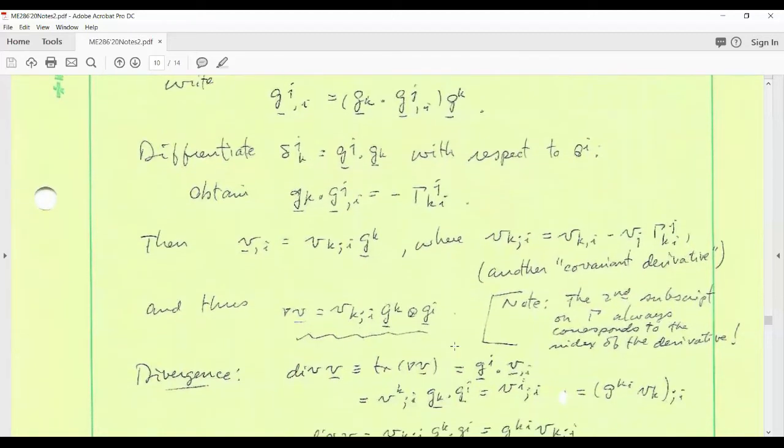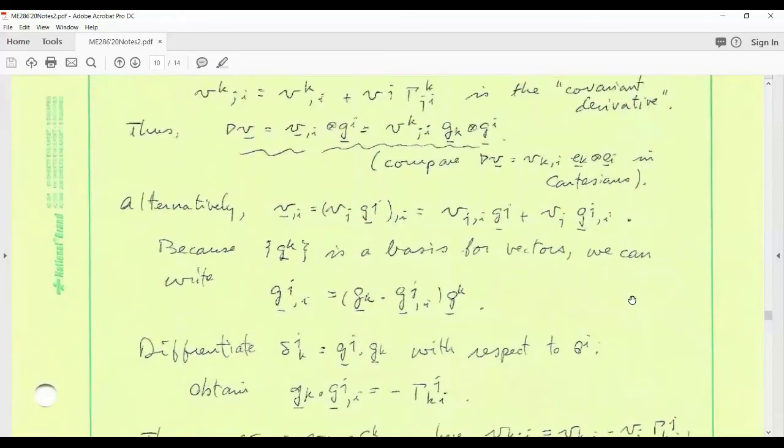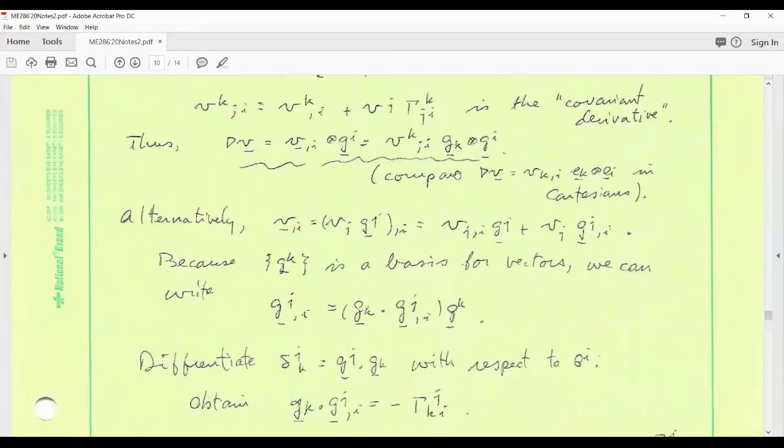This is all, of course, too much to remember. One convenient device for remembering the structure of a covariant derivative is that the second index, according to the convention we've adopted, always corresponds to the index of the derivative, I, consistently in each term. The second subscript corresponds to the index of the derivative. You see the same is true here. The second subscript on the connection coefficients corresponds to the index of the derivative.